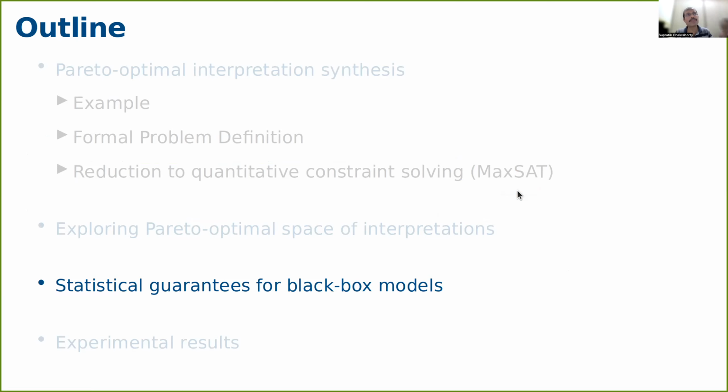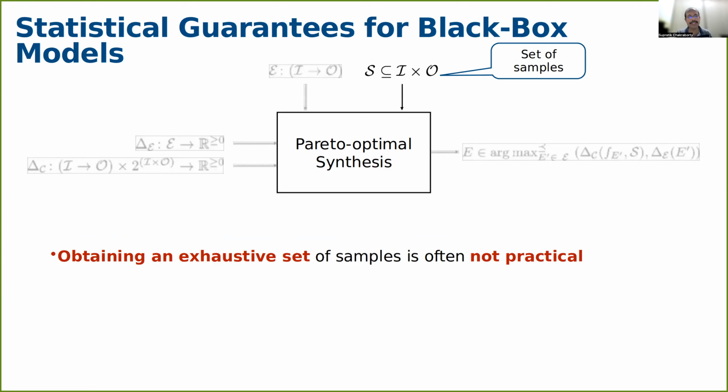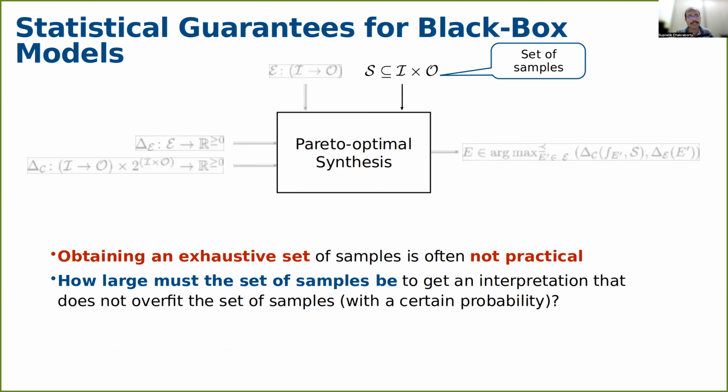Remember, we did this whole thing with respect to a set of samples. Now, why should that work in general? It may be Pareto-optimal only with respect to those samples. Why should it work in general? And so, how do we choose the set of samples? Of course, obtaining an exhaustive set is out of the question. So how large must our set of samples be so that we are not overfitting the set of samples?